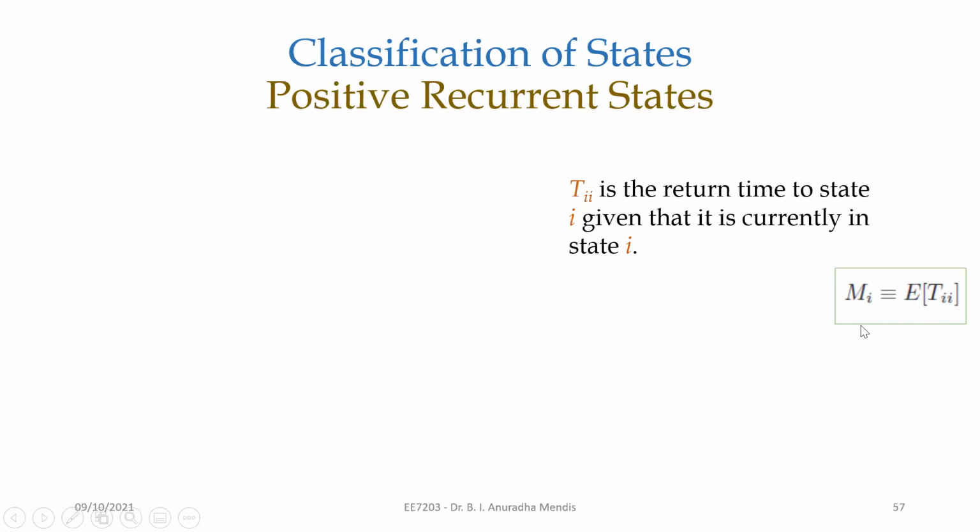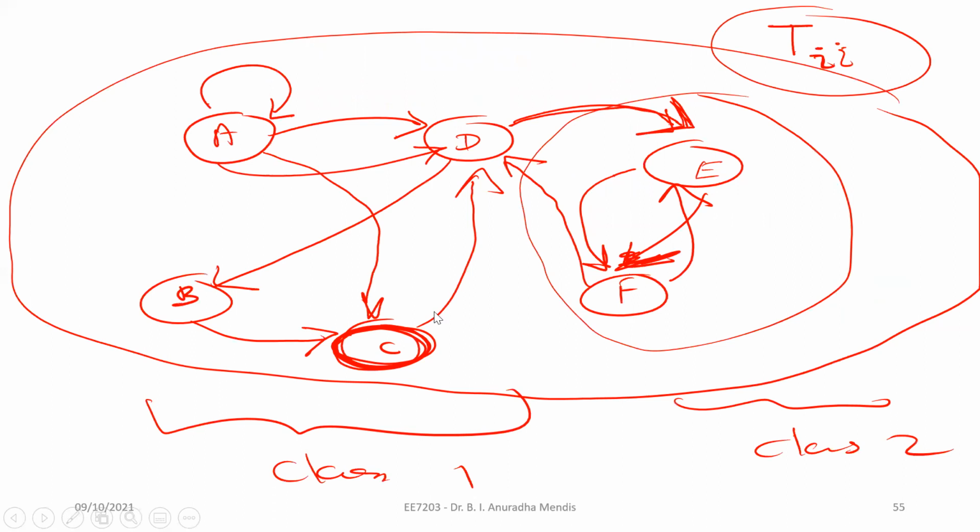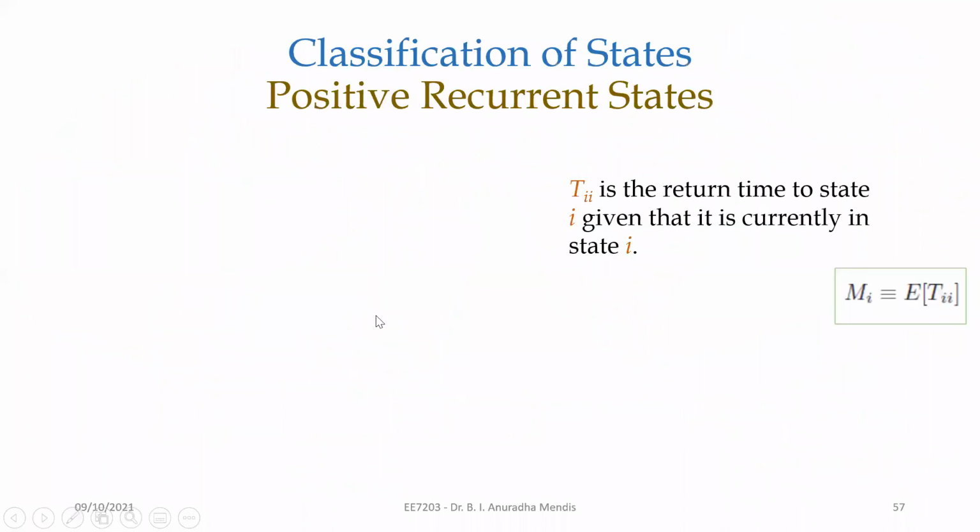The mean of this time we denote as MI, because TII is a random variable. Why is it a random variable? Because from C you can go to D, then you can go to A, then you can come to C. That is one possibility. Or you can go to D, then to E, then F to D, then D, B to C. So this is a random variable. So the mean value is MI. MI denotes the mean value of the returning time to state I. Then we call that the mean recurrence time.